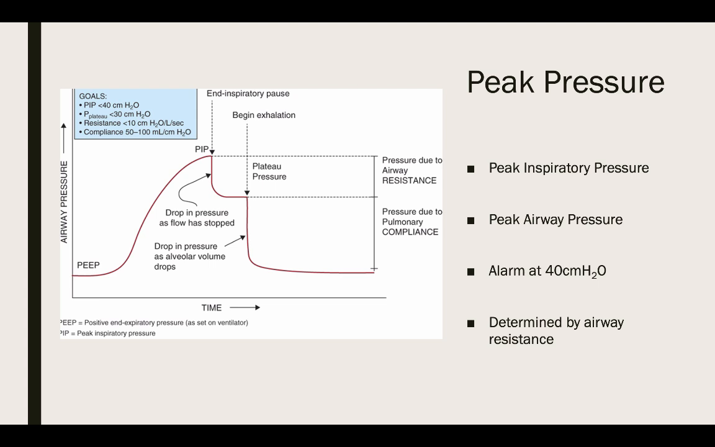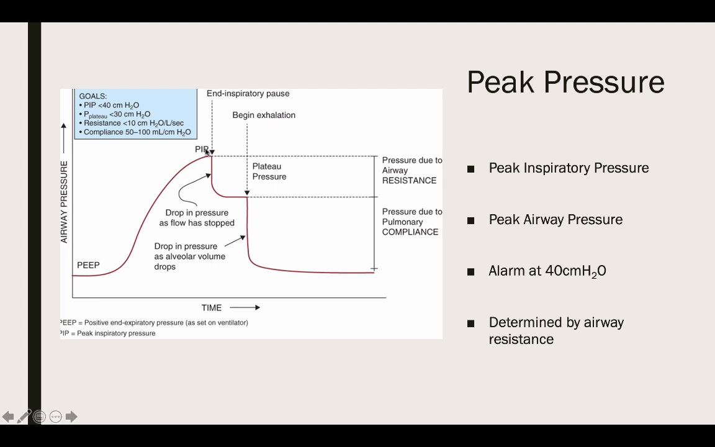So peak pressure is how much pressure is needed to get air into the lungs. Your vent is going to deliver a breath and deliver a pressure with that to get the air in, no matter what that pressure is. So the default alarm is at 40 centimeters of water. If it goes over that, you'll have a pressure alarm go off. Your vent will let you know that it needs to use a lot of pressure to push that air in.